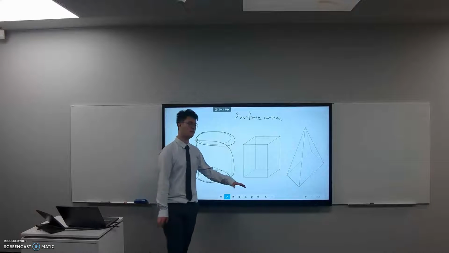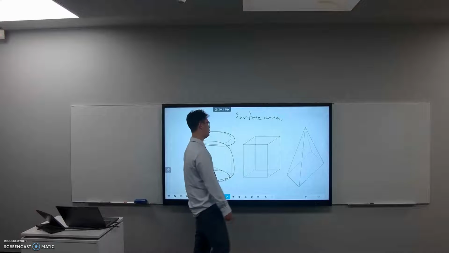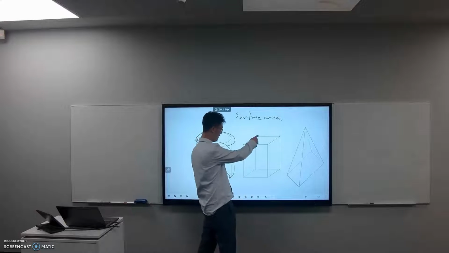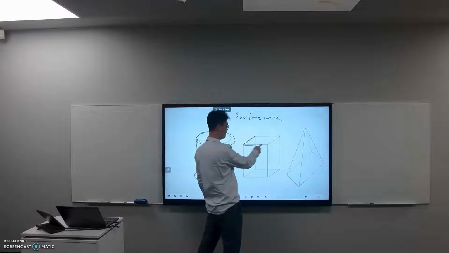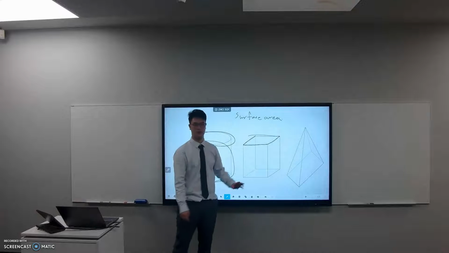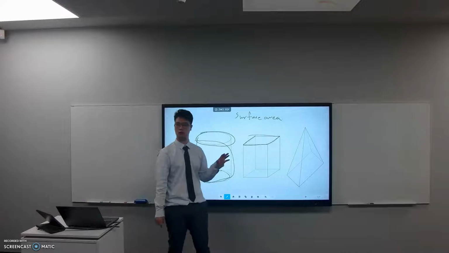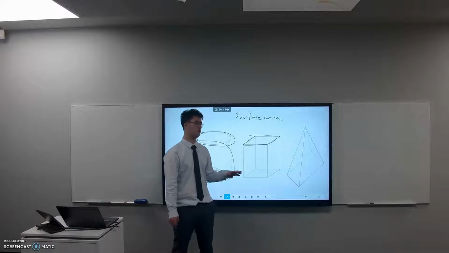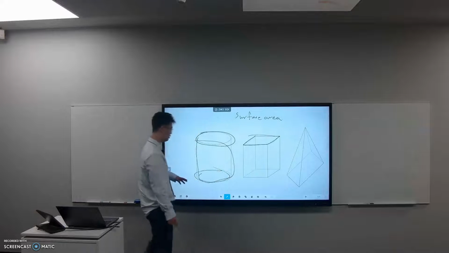But just be aware that sometimes if it's a box, you have to be careful: does it have a lid or not? If it doesn't have a cover or lid, then you don't need this top section. That's all you need to remember about surface area. And then there's the only special thing.